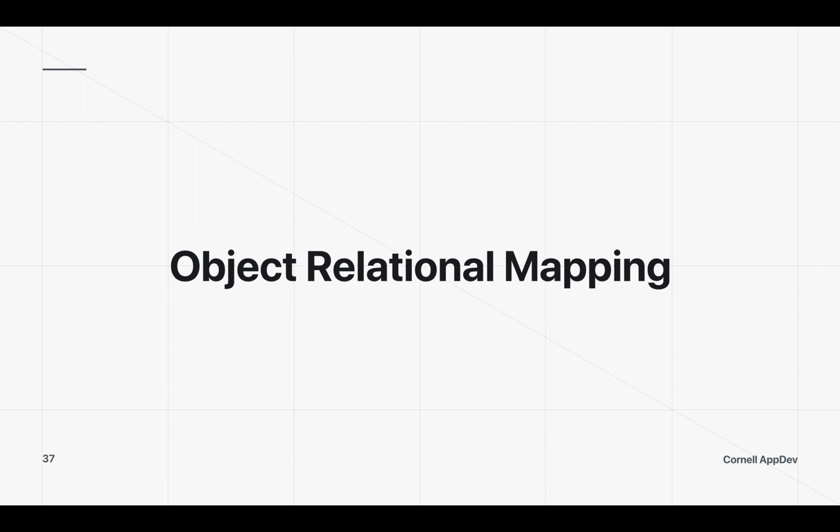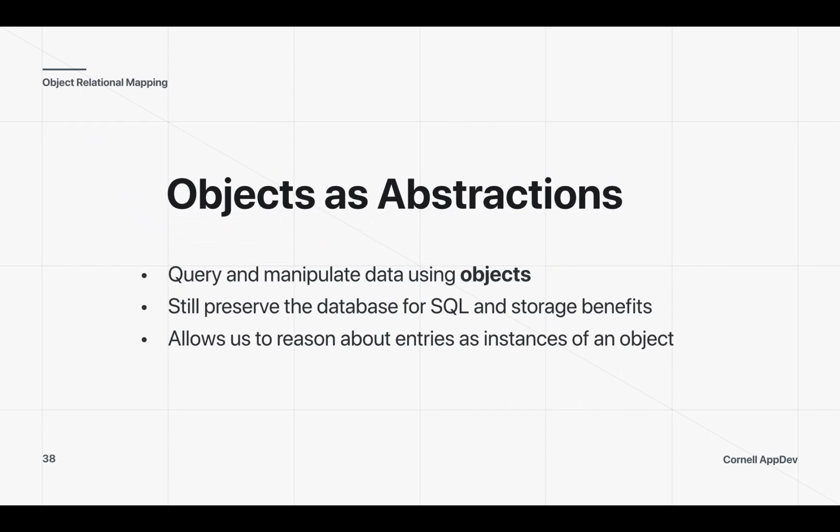So the main abstraction we'll be talking about today and showing later in demo is called an object relational mapping. The basic gist with an object relational mapping, also called an ORM, is thinking of objects as rows in a database. So you query and manipulate data using objects rather than thinking of things being more in tables. So you still preserve the database using SQL for all the storage and query benefits, but in actual code, we can reason about entries as instances of an object, which is a more object-oriented approach to programming using classes.